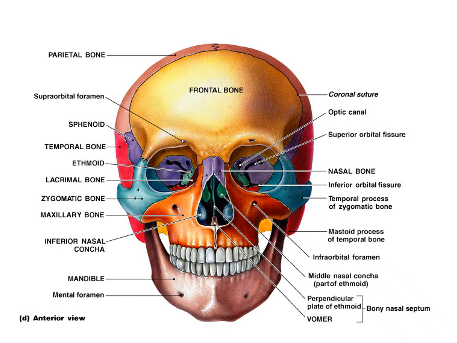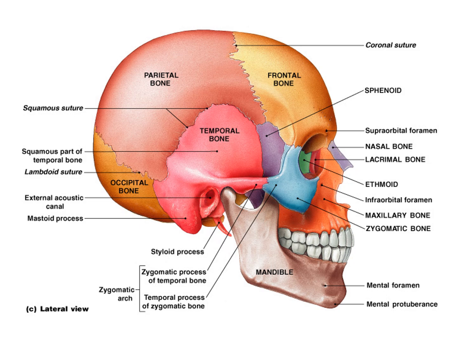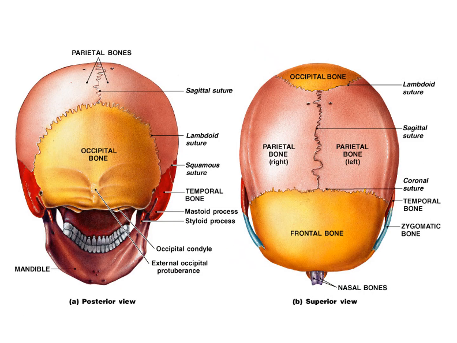Try to find each colored bone in all 4 views. This picture shows an anterior view of the skull. Here's a lateral view which also shows 3 of the 4 sutures. Your goal is to learn all the bones of the skull in all views. This slide shows a posterior view of the skull on the left and a superior view on the right. In the superior view, you can see the sagittal suture and part of the lambdoid suture as well.